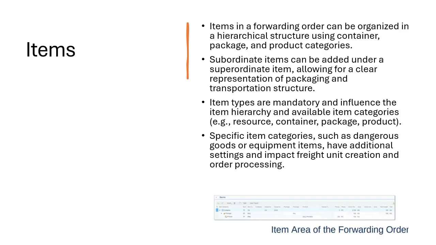And next is the items. So in forwarding orders, items represent the goods being transported. So each item type is defined by specific characteristics, such as whether it is a container, package, or product.